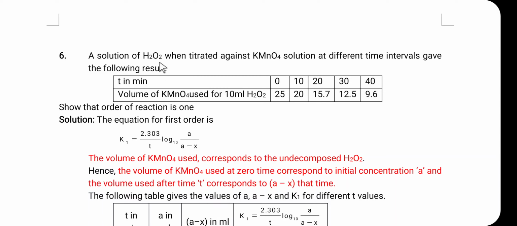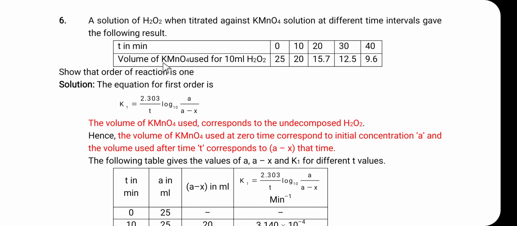All of you know that the decomposition of H2O2 is a first order reaction. So here we have to use the expression for the velocity constant for a first order reaction, because finally we have to prove or show that the order of this reaction is 1. So, K1 is equal to 2.303 divided by t, log of a upon a minus x.